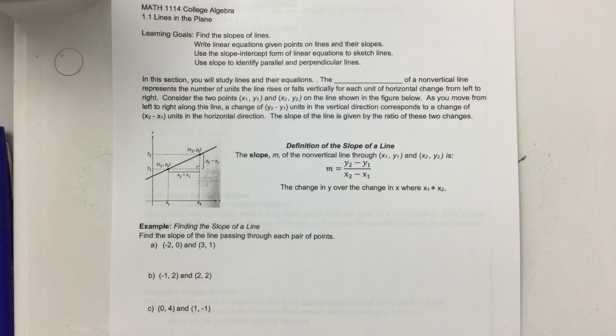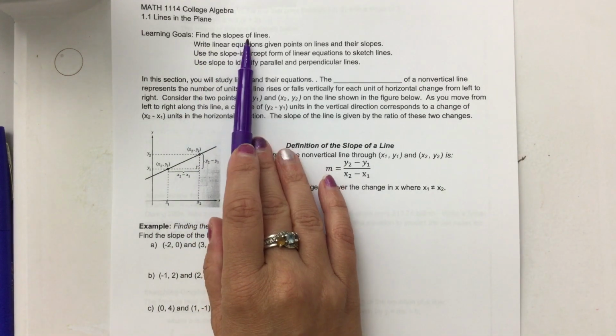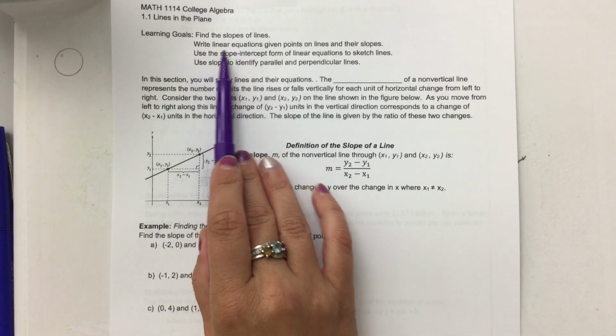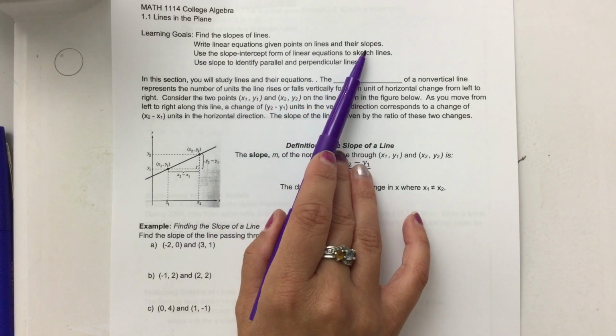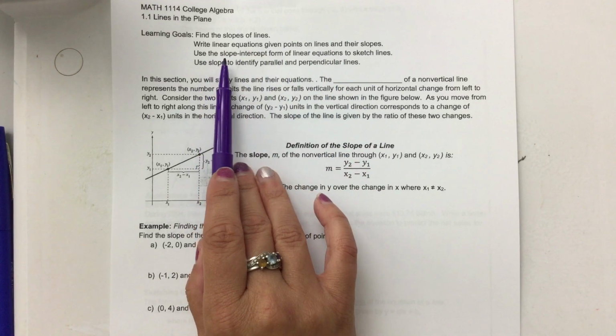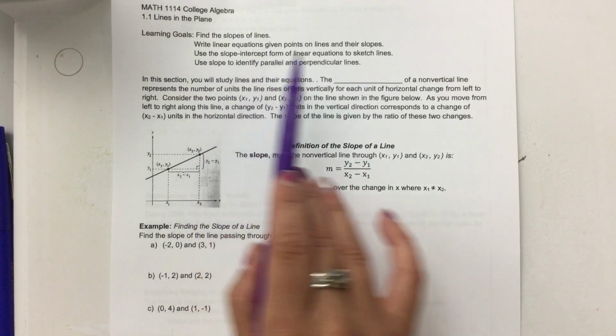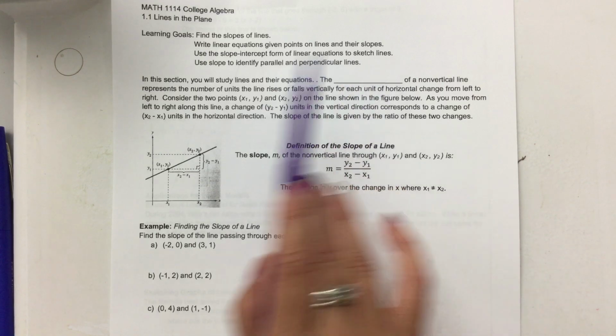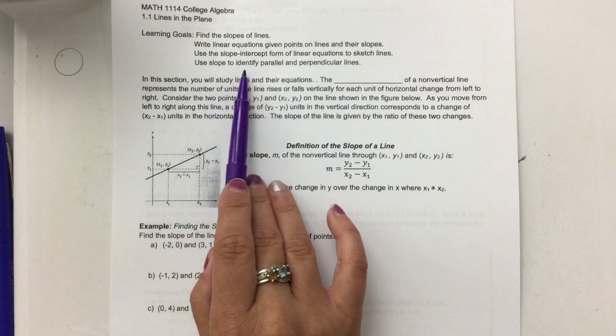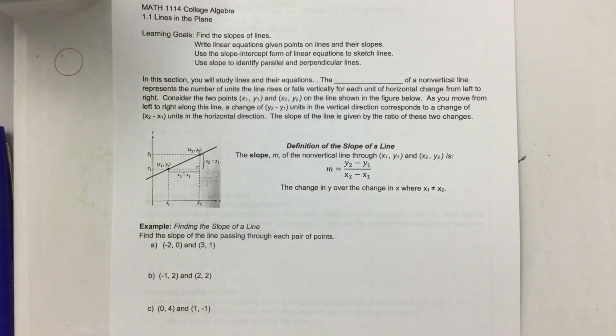And so things that we will do today, we will find the slopes of lines, we will write linear equations if we are given points that are on lines and their slopes. We will use what's called slope-intercept form of a linear equation to be able to sketch lines on a coordinate plane. We will use slope to identify parallel and perpendicular lines. So it looks like a very fun lesson for the day. Let's get started. In this section, you will study lines and their equations.